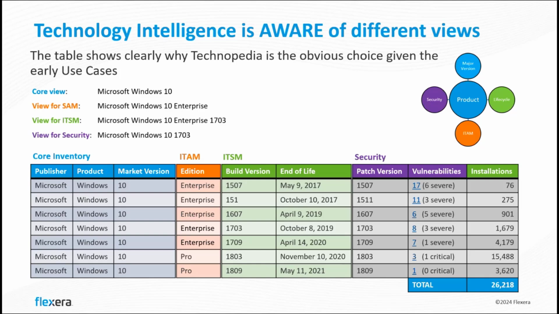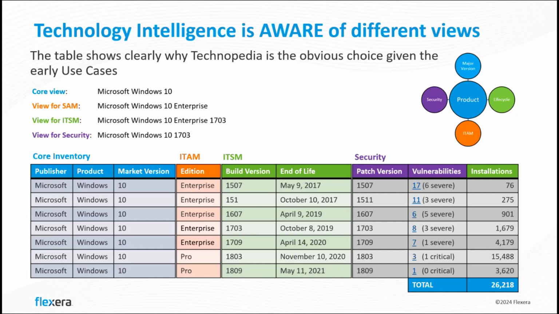Technology intelligence is aware of the different views. So the idea of bringing in the Technopedia data first will facilitate a certain set of use cases. In this diagram, we outline the different views of a set of data, exemplifying that with Microsoft Windows 10. The market version is 10, but from an IT asset management or a software asset management perspective, there is a difference between the editions that you have to manage and optimize against. So there's an Enterprise and there's a Professional edition in this context.